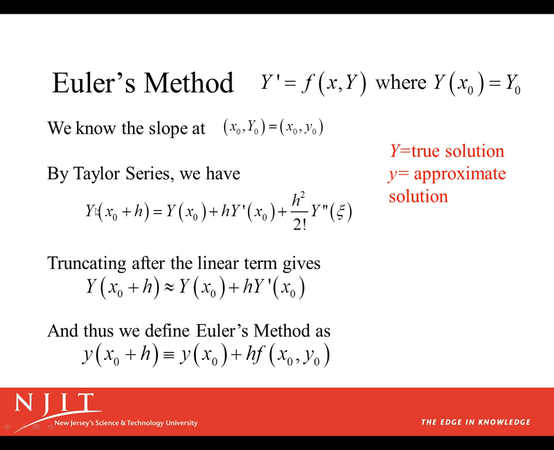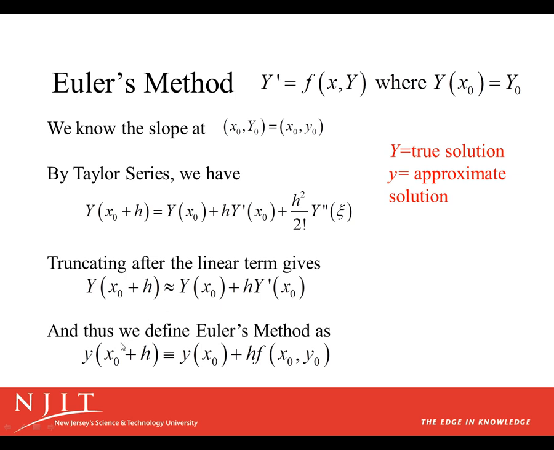Well, by Taylor series, big Y of x naught plus h is y of x naught plus h times y prime of x naught plus h squared over 2 factorial times y double prime somewhere on the interval between x naught and x naught plus h. If we truncate this Taylor series after the h term, we leave out the h squared term, we get y of x naught plus h is approximately y of x naught plus h times y prime of x naught. And that gives us Euler's method.